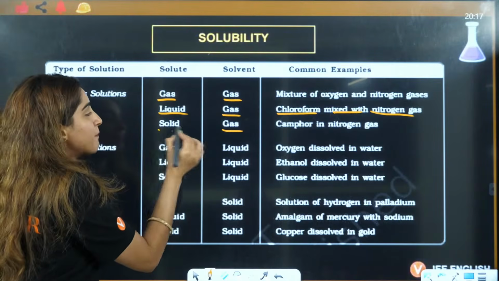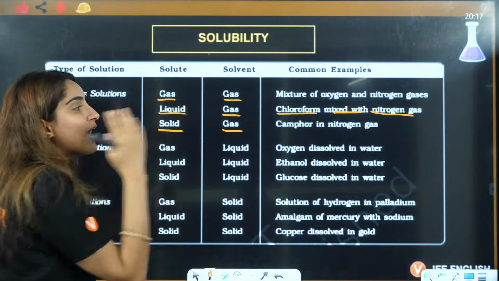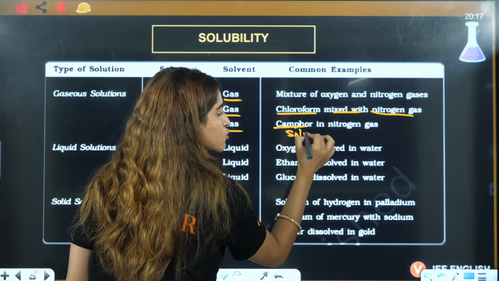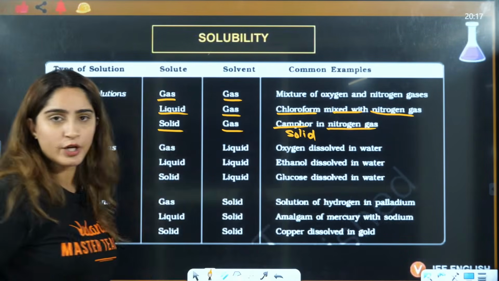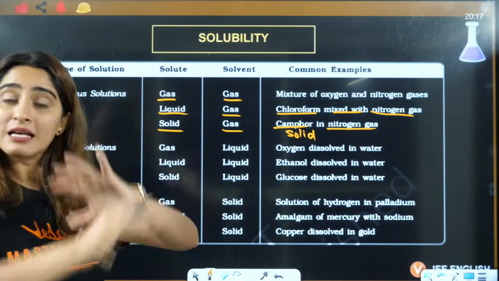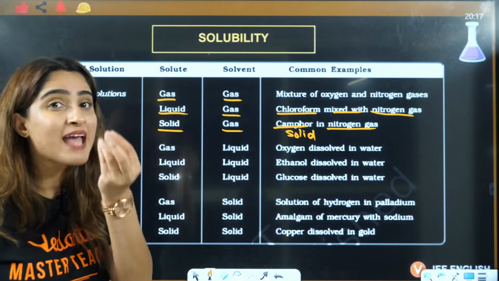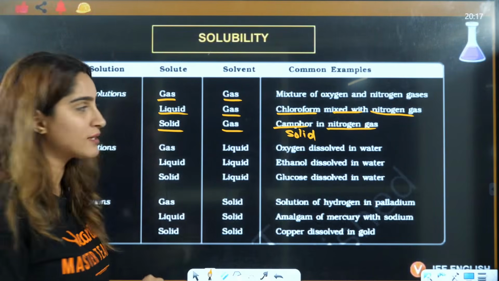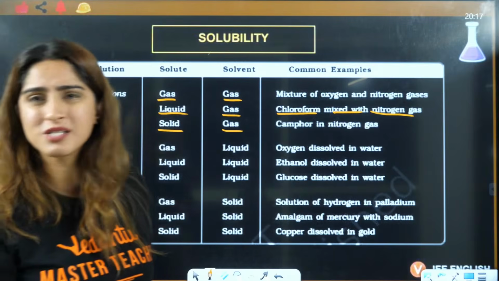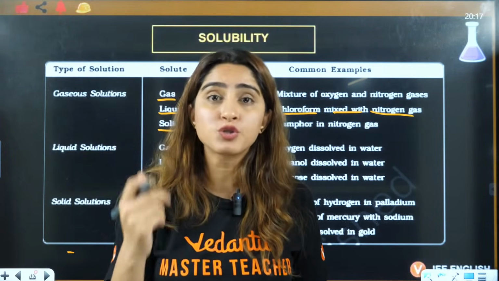Now, an example when you have solute as solid and solvent as gas. So this is the solid and this is the gas that you have. Camphor in nitrogen gas, solid in gas. Gas is in more amount, solute is in very less amount. That means camphor is in very less amount, right? We are talking about kapoor that you must have seen in your houses as well. Kapoor is a very good diffuser, right?